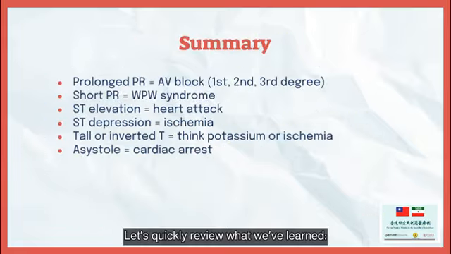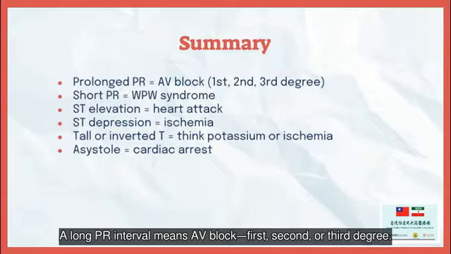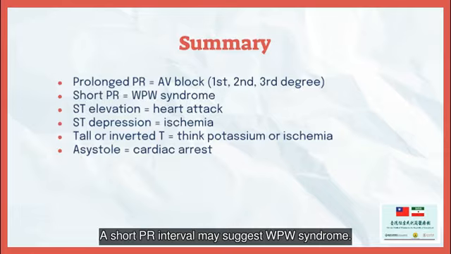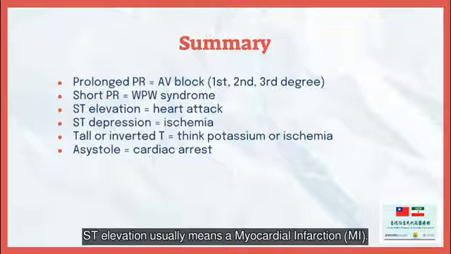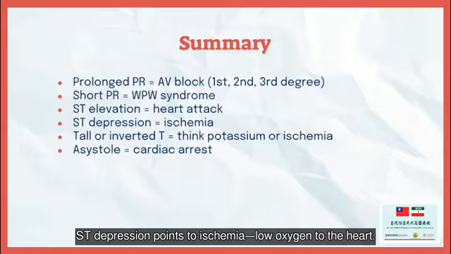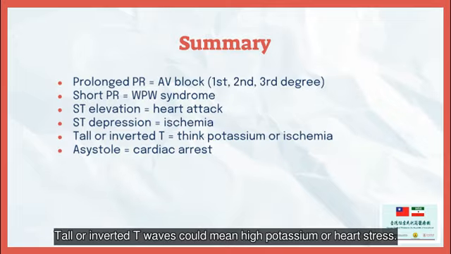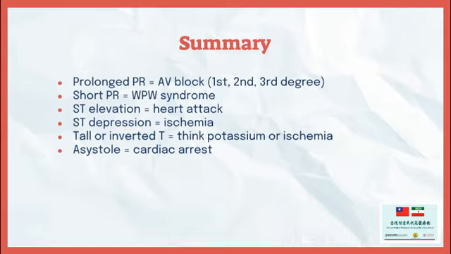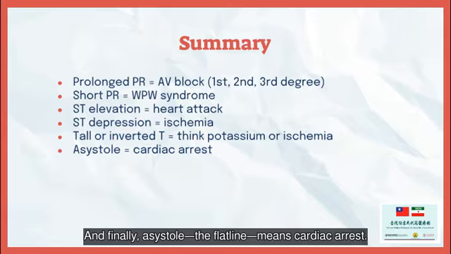Let's quickly review what we've learned. A long PR interval means AV block, first, second, or third degree. A short PR interval may suggest WPW syndrome. ST elevation usually means a myocardial infarction, MI. ST depression points to ischemia, low oxygen to the heart. Tall or inverted T waves could mean high potassium or heart stress. And finally, asystole, the flatline, means cardiac arrest.